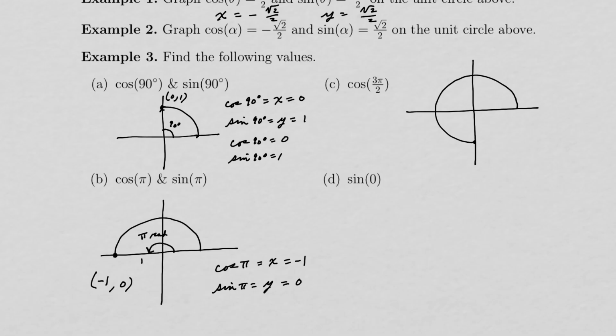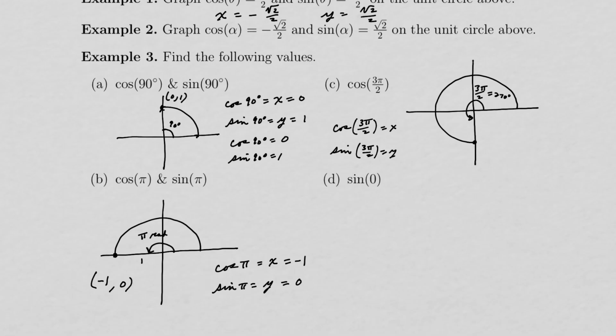So this is the angle, 3 pi over 2, or 270 degrees, right? Same thing. So if I want to know the cosine of 3 pi over 2, that's going to be the x value at that point, and the sine of 3 pi over 2 is going to be the y value at that point. So what are the x and y values at that point right there?